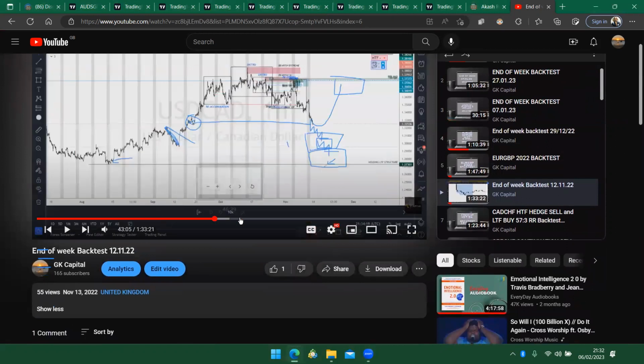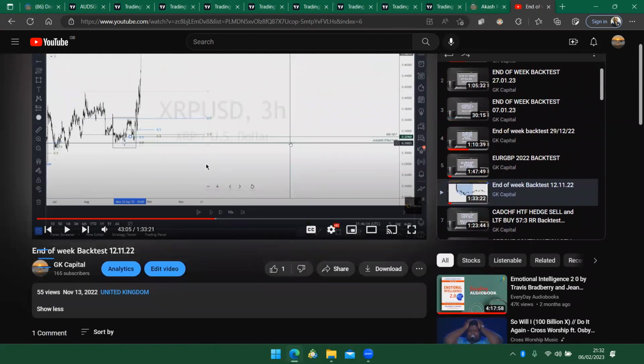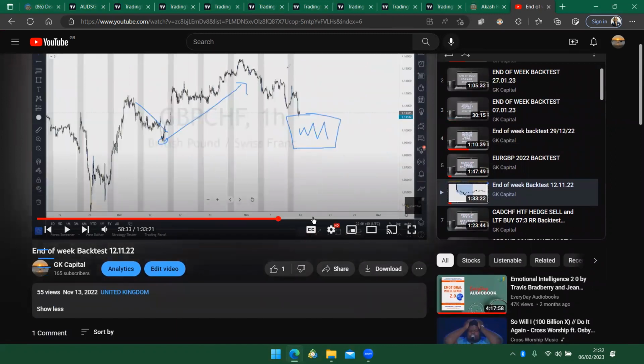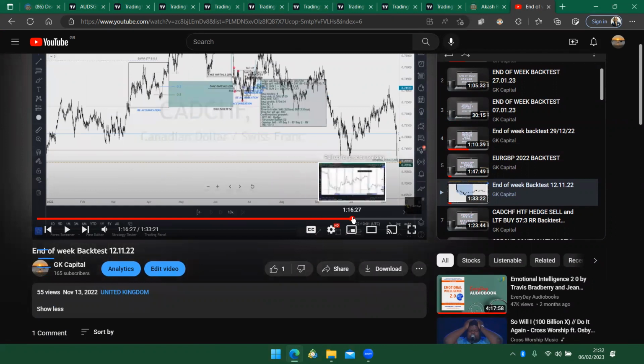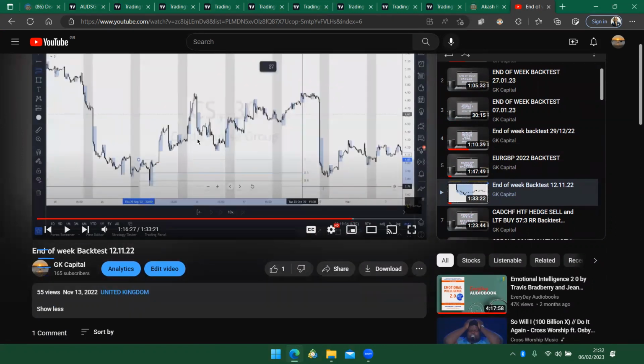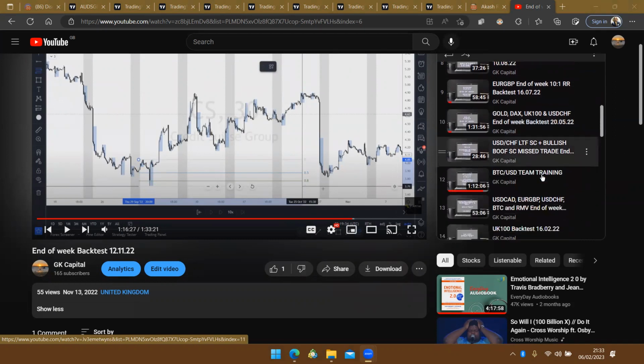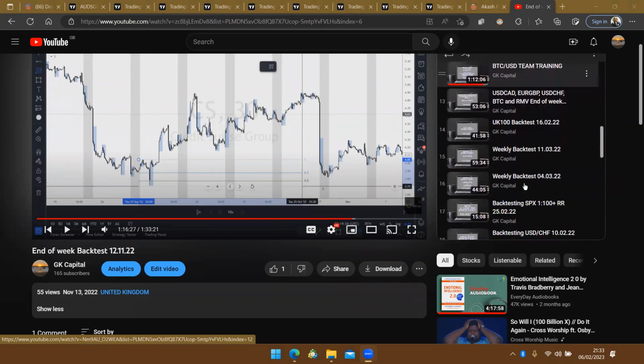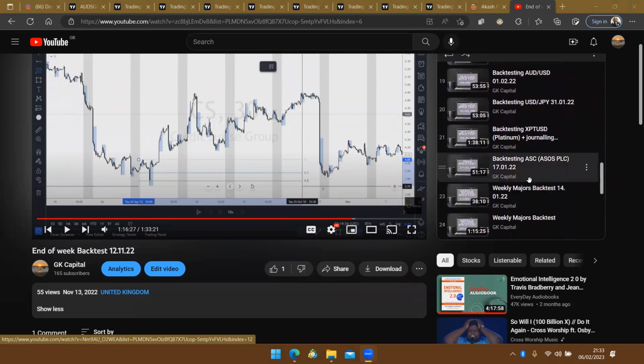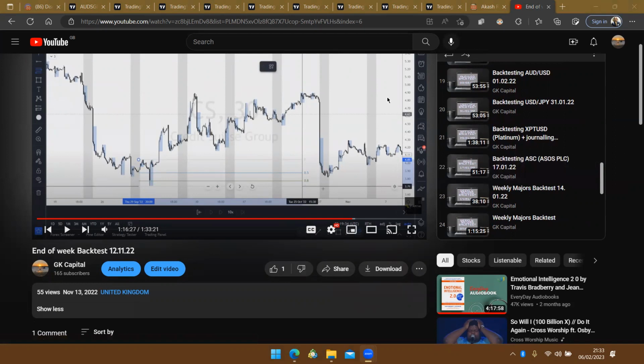Let's just look at it. So this is UCAD. This is XRP, so this is crypto. This is another forex. This is forex. This is a stock. Oh, I remember this. This is crazy. Spring break, come back into that 50. Another stock there. Oh, look, this one's gold, German 30, UK 100, and USD CHF. BTC.